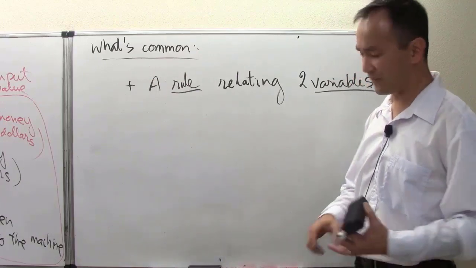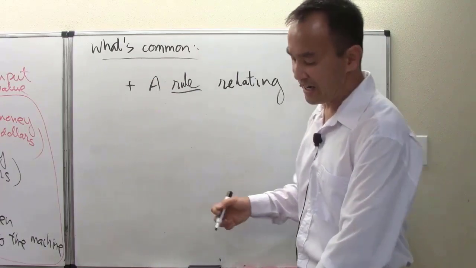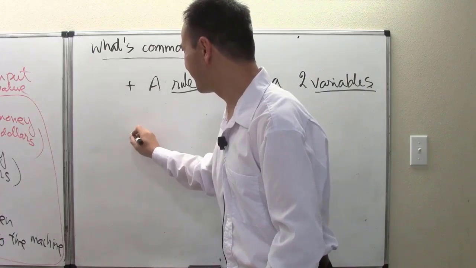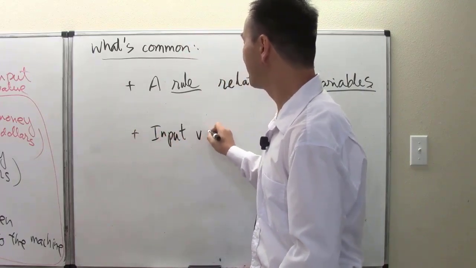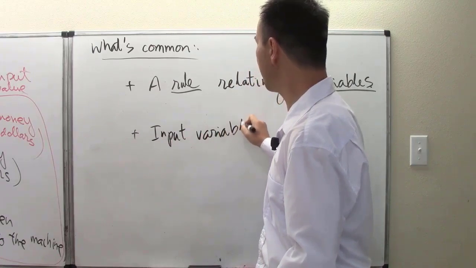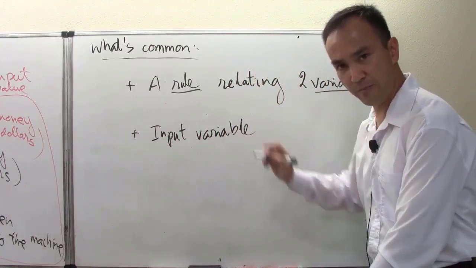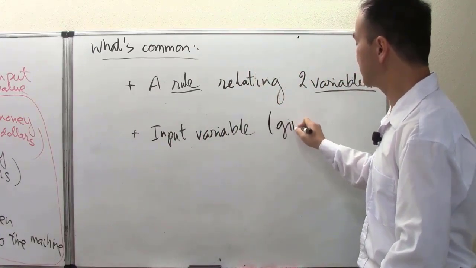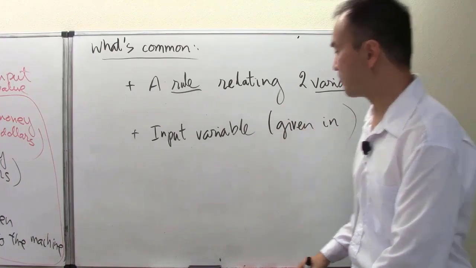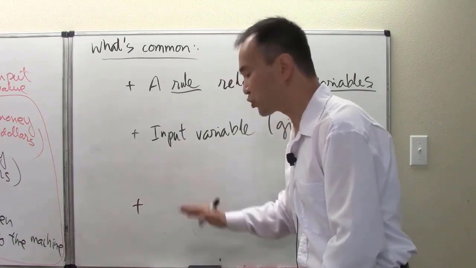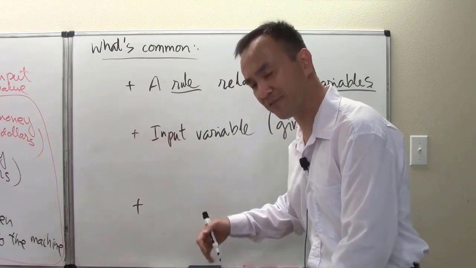Okay, the input variable and the output variable. And yes, see, there's an input variable, the one that we're giving in. It's called the input variable. It's given in. And then I leave a little space because I want to come back here and make some further notes on that.